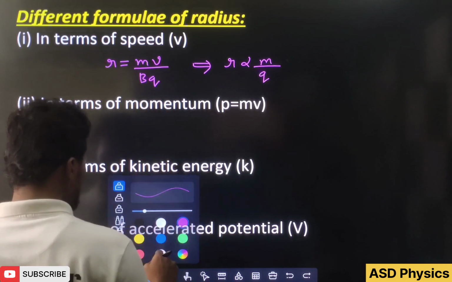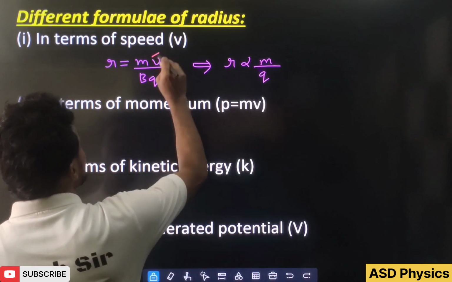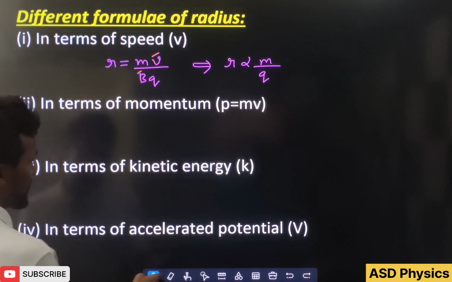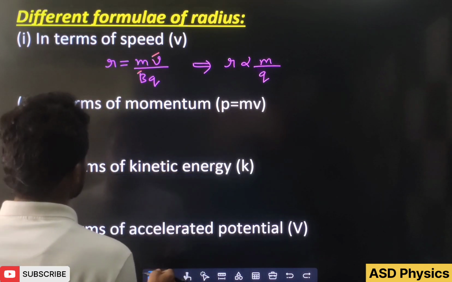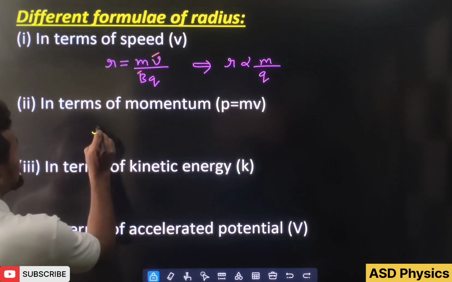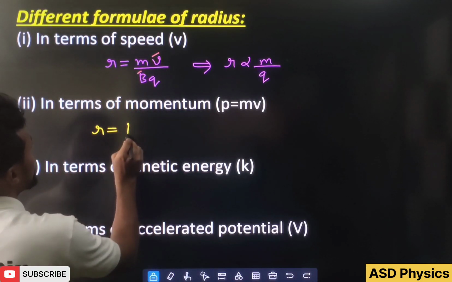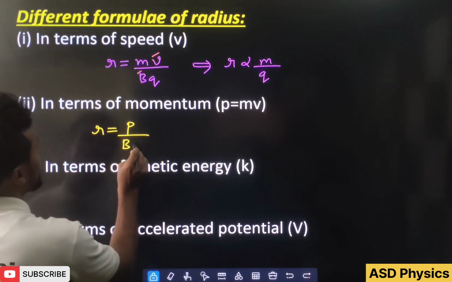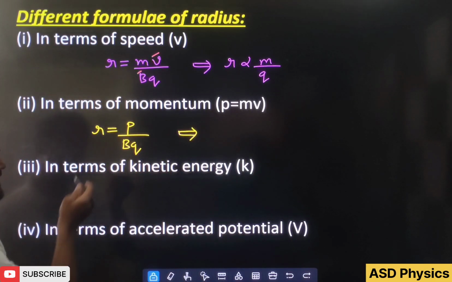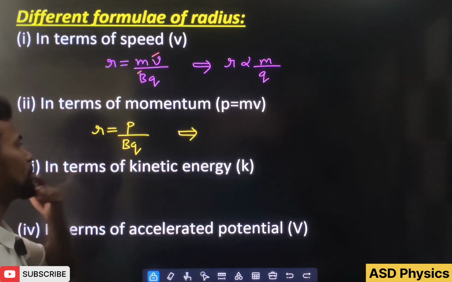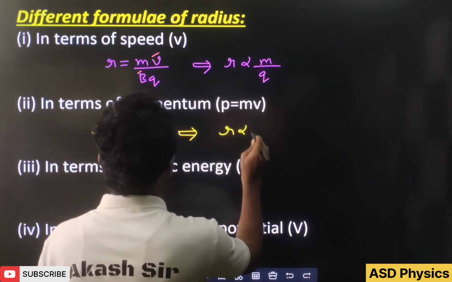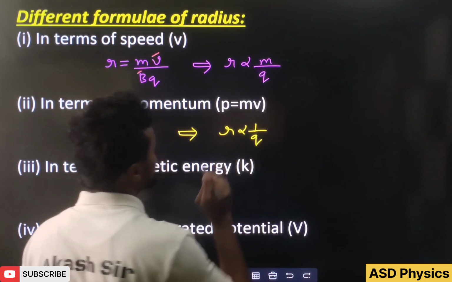So in case v and B are both constant, then we can write R directly proportional to m by q. After that, in terms of momentum, P equals mv. So R equals mv, which becomes P here, so I can write P by Bq. And if momentum and magnetic field are both constant, then R is inversely proportional to q.